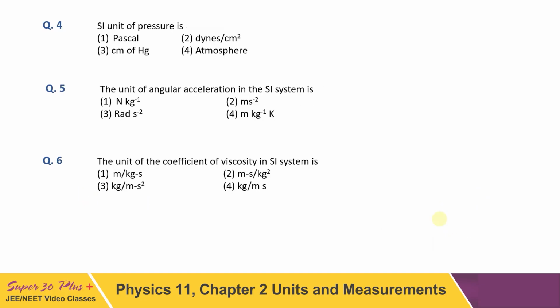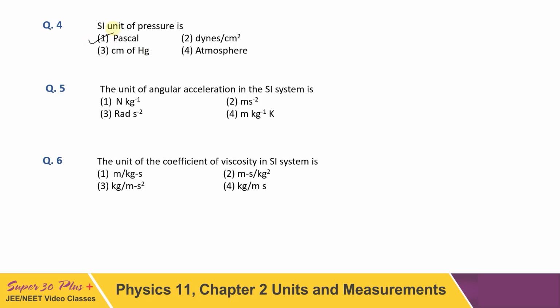After this, let us come to question number 4. SI unit of pressure is, first option is Pascal, then dynes per centimeter square, third is centimeter of mercury, and fourth is atmosphere. We are all familiar with this unit of pressure, which is Pascal. It is a very popular unit.